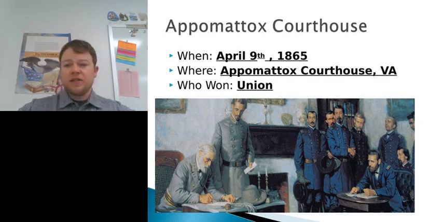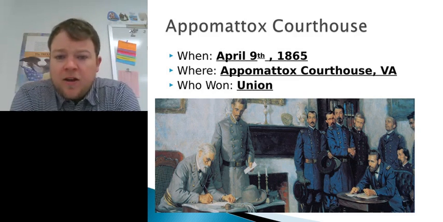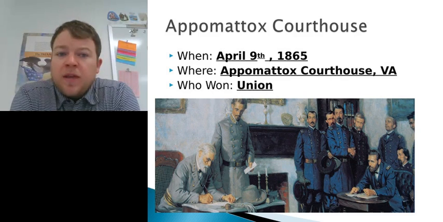Appomattox Courthouse isn't really a battle, but it's a culmination of the Civil War on April 9th, 1865 at Appomattox Courthouse in Virginia, where General Lee is going to surrender to General Grant and the Union Army, and it's going to effectively end the Civil War.